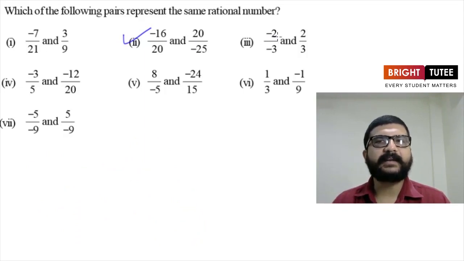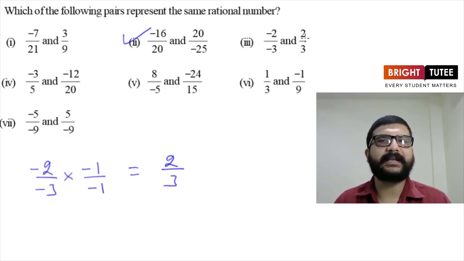Now let's write the standard form of minus 2 upon minus 3. What we have to do for that is just remove this negative sign from the denominator. For that, let's multiply it with minus 1 upon minus 1. So this will be 2 upon 3, which is the second number given here in this pair. So it means this pair is also representing the same rational numbers.